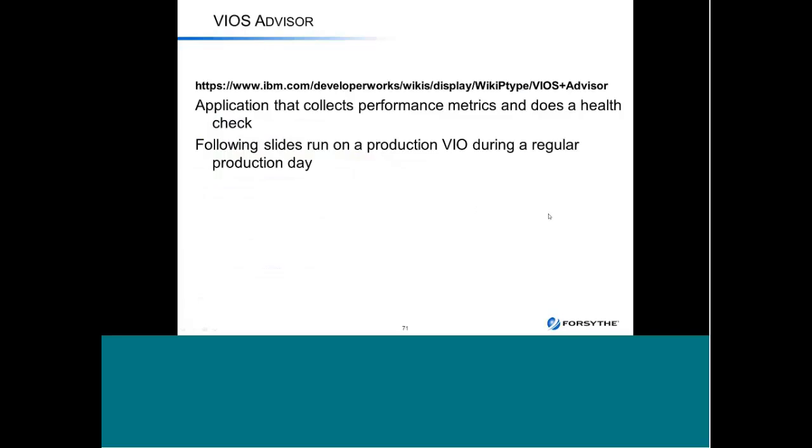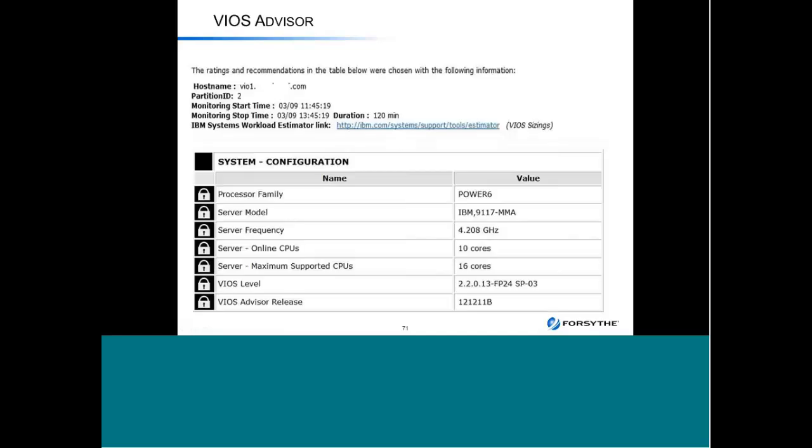I have some samples here from the VIOS Advisor just to give you an idea of the kind of things that it reports on. We'll go quickly through them. So it gives you the name of your server, your LPAR ID, the date. It also tells me that it's a 9117 MMA. It gives me the speed. It tells me how many online cores, what my VIOS levels are, and so on.